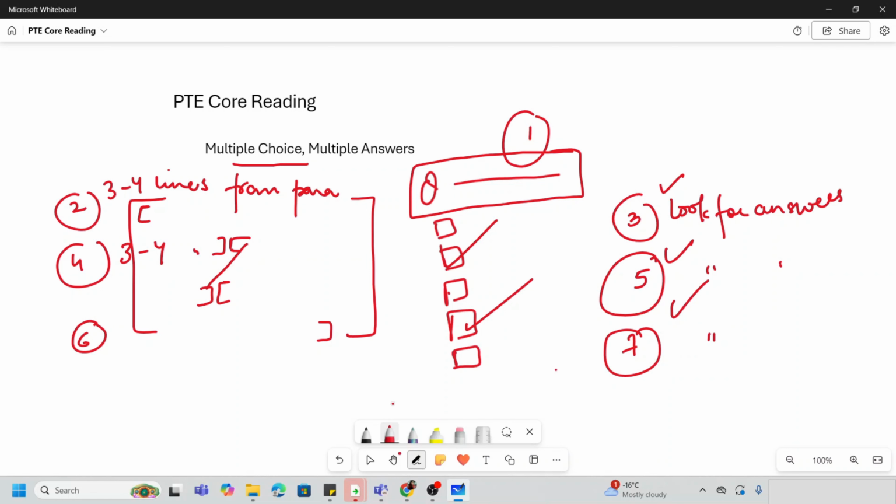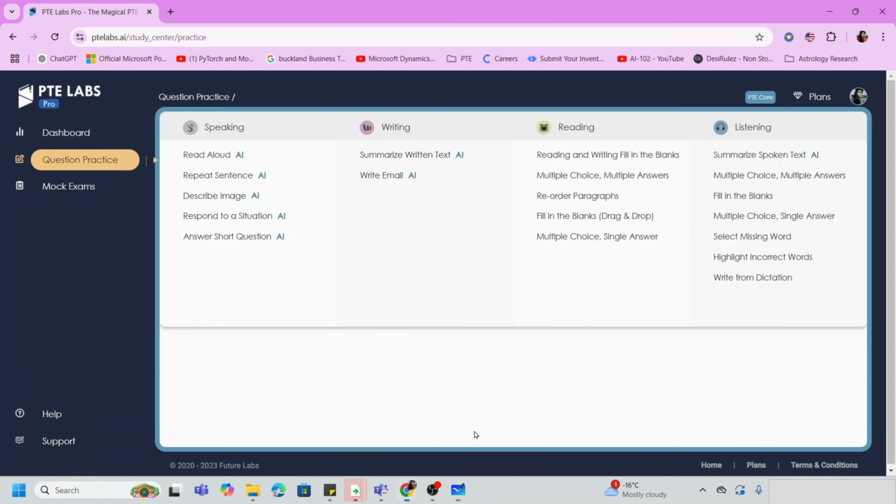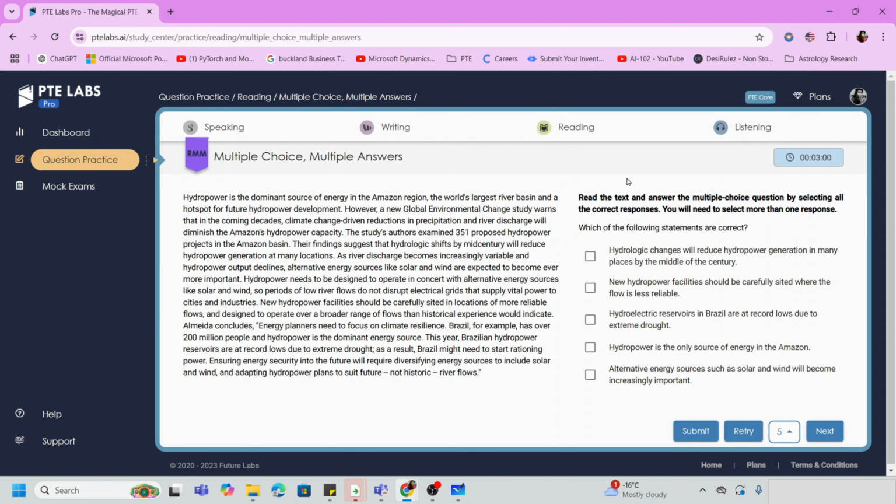Now let's try to attempt one question. I have got a PTE Labs Pro for the time being. So let's go to the reading section, multiple choice, multiple answers. Here we have got 3 minutes. First we have to read the question, which is: which of the following statements are correct? So, first 3 or 4 lines.